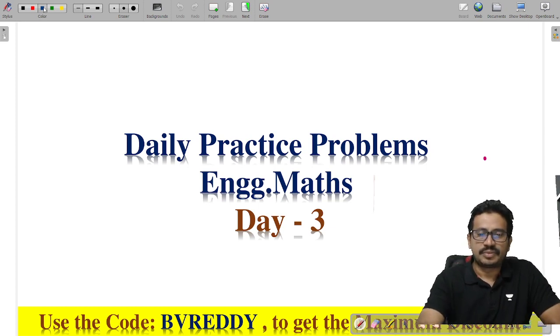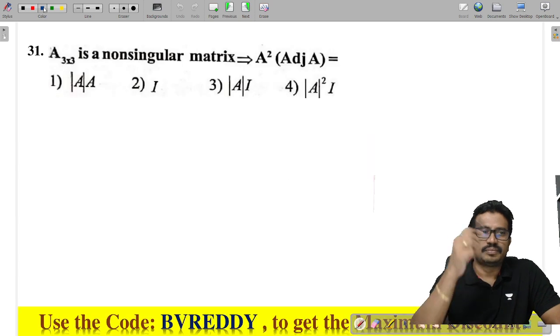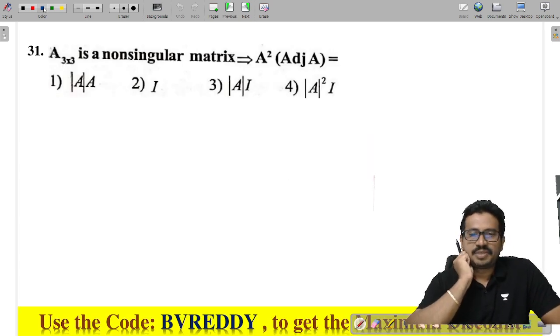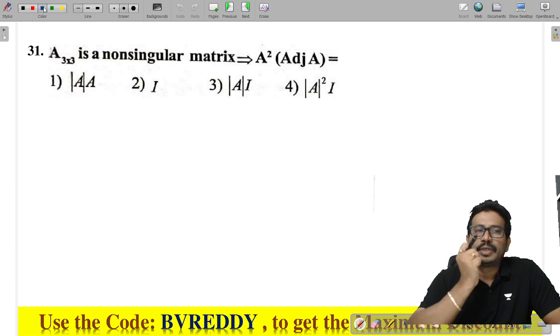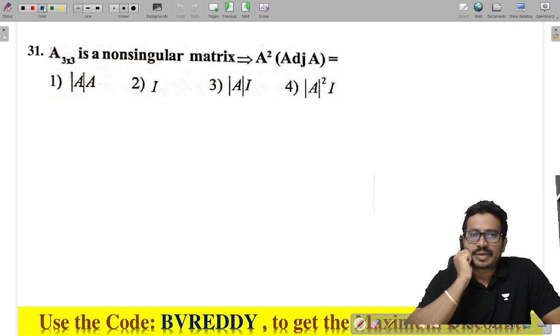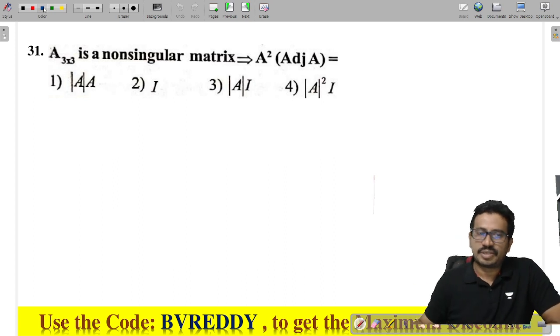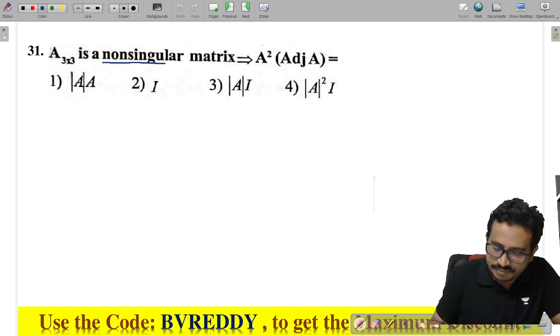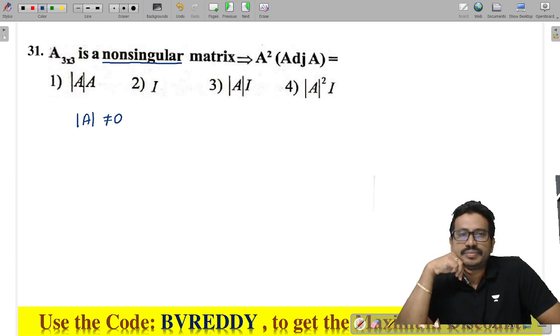Let's see the first problem. The previous 30 problems we have finished. Every day we are doing 15 problems, and you can see the next problem. If A is a non-singular matrix, that means its determinant is non-zero. Since the matrix is non-singular, the determinant of the matrix is non-zero. And they are asking to find the value of A square into adjoint A.